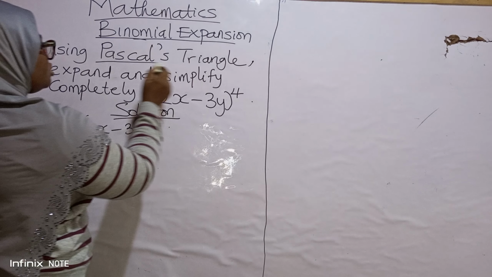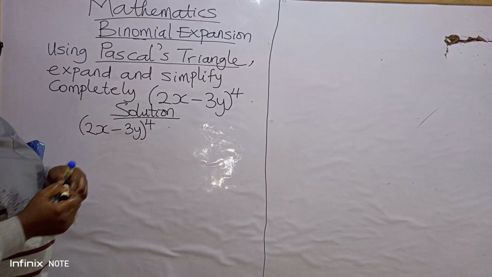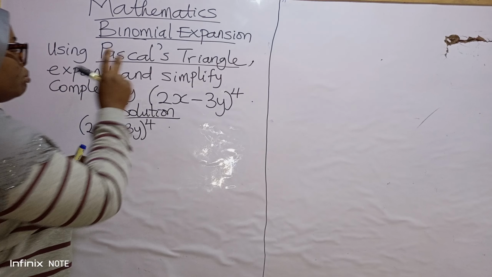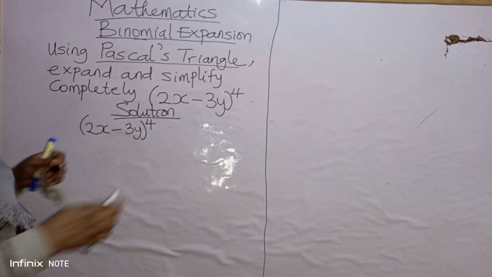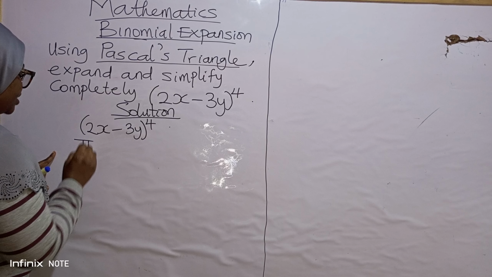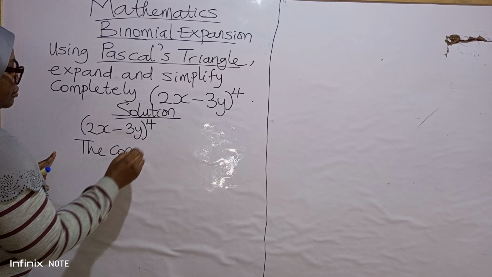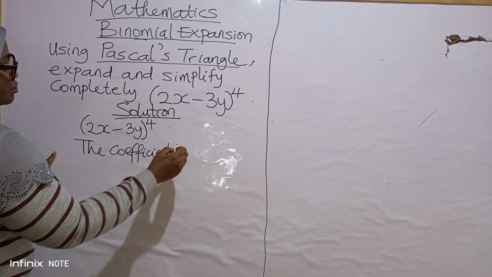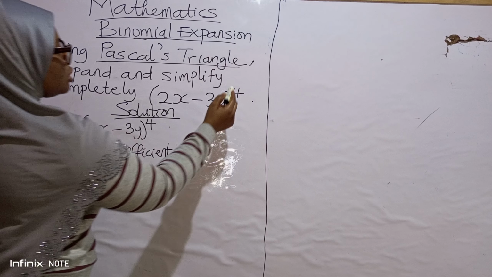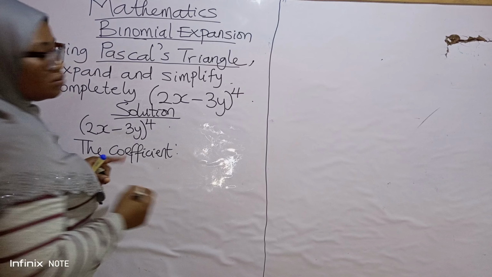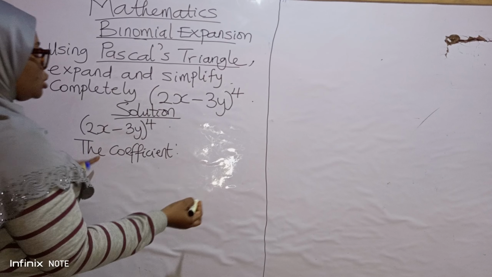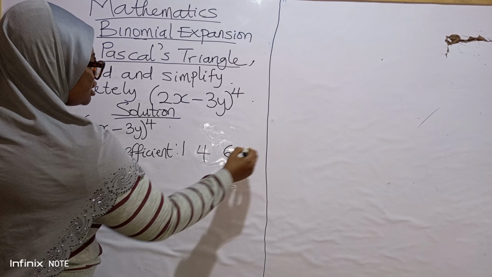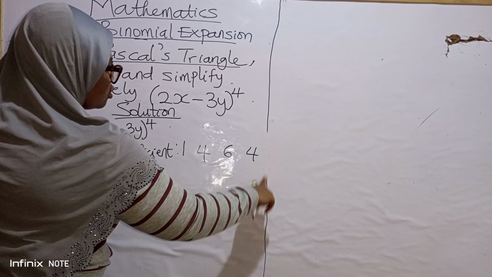So you have to take notes. We want to use Pascal's triangle for the coefficients of each term of this binomial expansion. So the coefficients will now be, so you have to take note of the power. The power is 4. So the coefficients will be 1, 4, 6, 4, and 1.